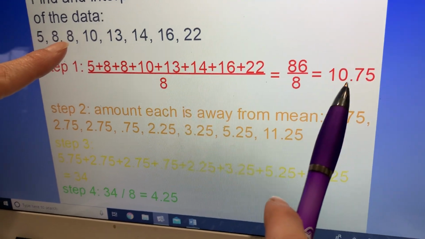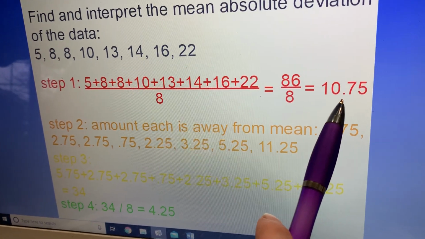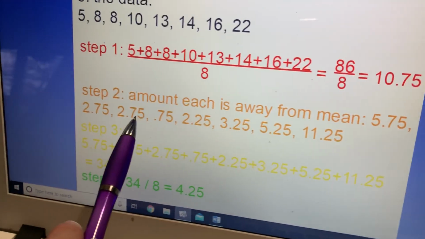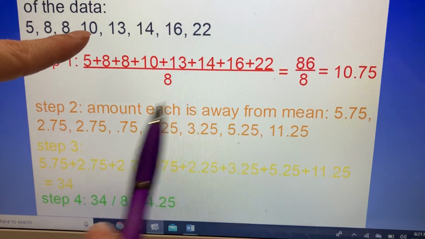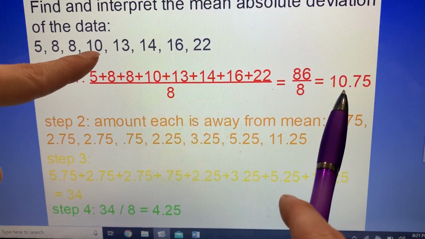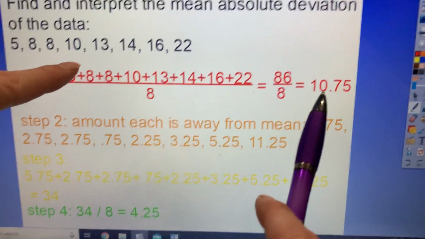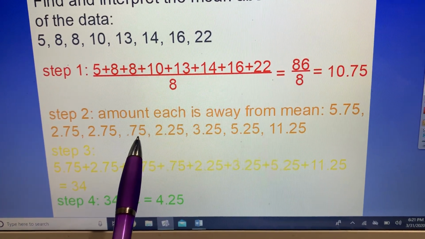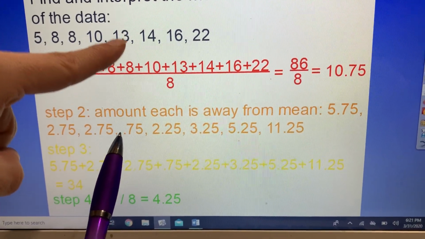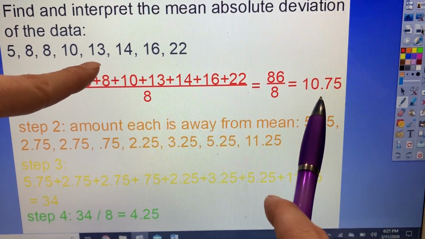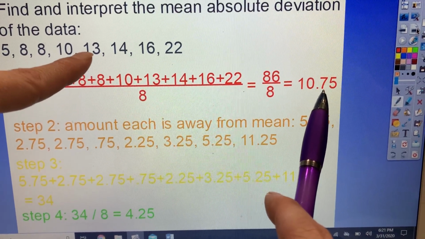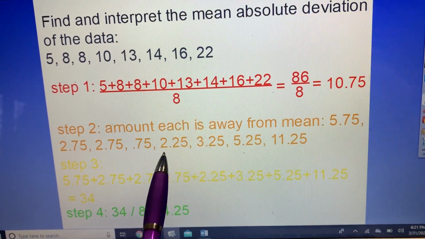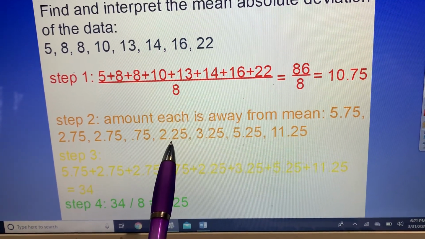How far away is 8 from 10.75? 10.75 is bigger, so I'm going to do 10.75 minus 8. I get 2.75. My fourth data value is 10. How far away is 10 from 10.75? Well, 10.75 is still bigger, so 10.75 minus 10 gives me 0.75. Fifth number was 13. How far away is 13 from 10.75? Well, now the 13 is bigger, so I'm going to say 13 minus 10.75, which is 2.25.